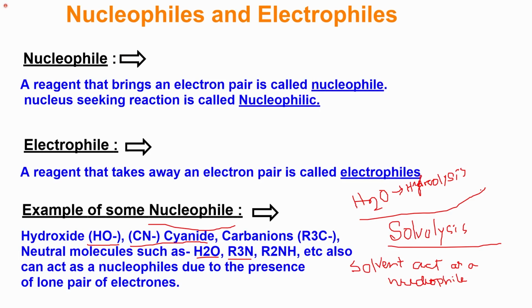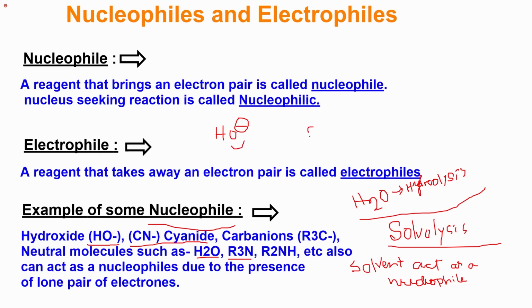Let's see one example. If we take OH minus as a nucleophile, the definition itself says a reagent that brings an electron pair is called a nucleophile. So now it is a nucleophile, and now we need an electrophile.